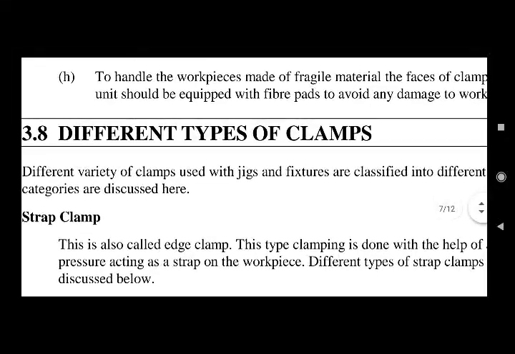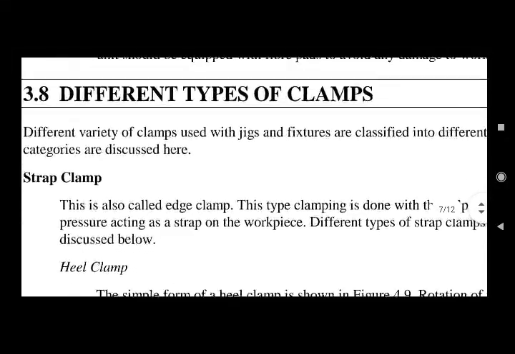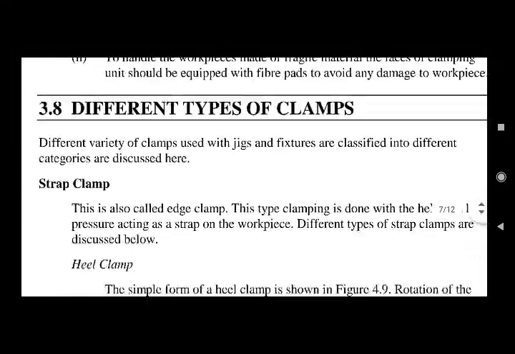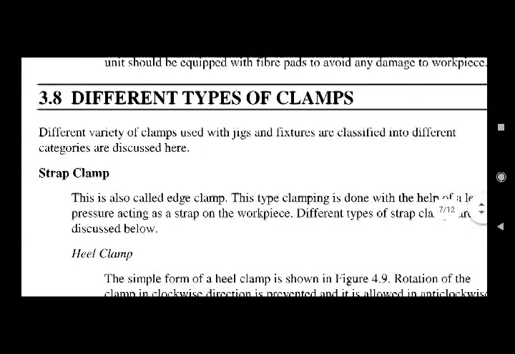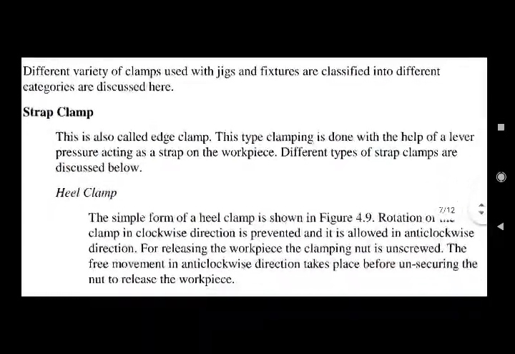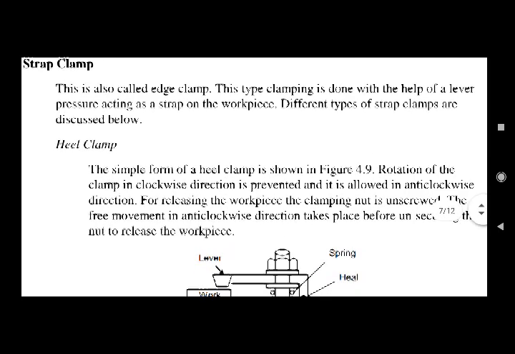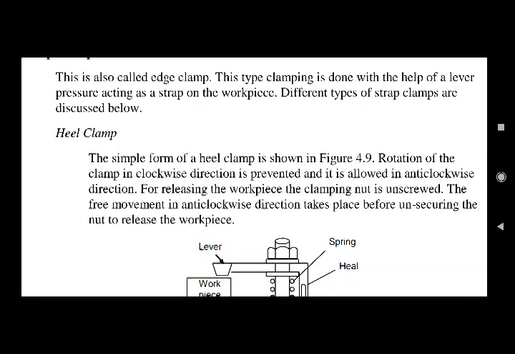Then we will see the different types of clamps. Different varieties of clamps used with jigs and fixtures are classified into different categories as discussed below. First is a strap clamp. It is also called an edge clamp. This type of clamping is done with the help of a lever pressure acting as a strap on the workpiece. Different types of strap clamps are discussed below.